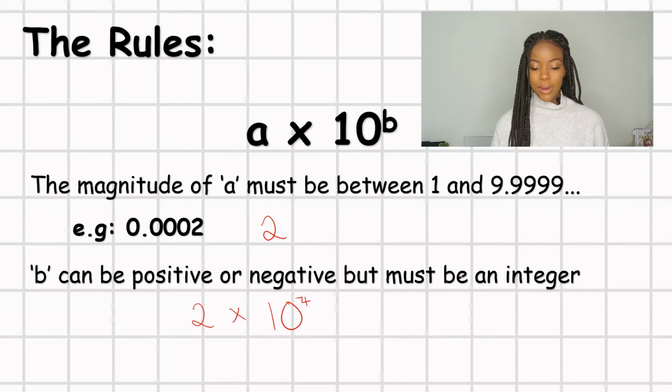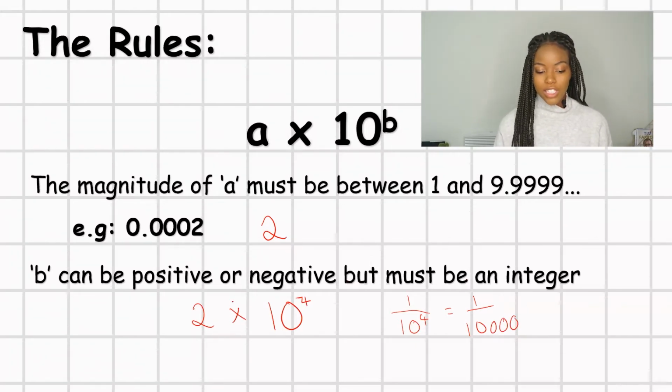If we do 10 to the power of minus 4, that becomes 1 over 10 to the power of 4, which is 1 over 1 with 4 zeros, 10,000. So when you multiply 2 by 1 over 10,000, you divide 2 by 10,000, which is why it is 2 times 10 to the power of minus 4.